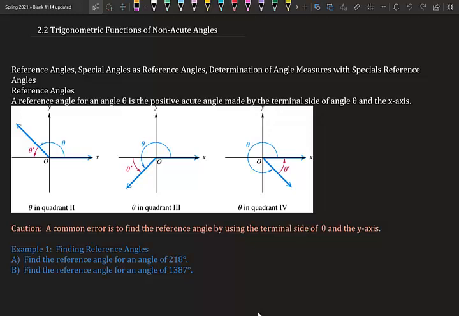2.2 Trigonometric functions of non-acute angles, reference angles, special angles as reference angles, determination of angle measures with special reference angles. So let's talk about reference angles.